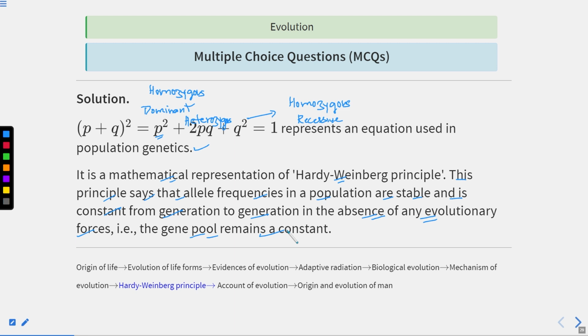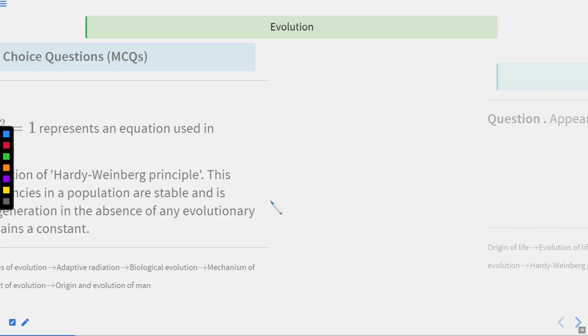So in the absence of evolutionary forces such as gene migration, gene flow, genetic drift, and other factors like mutation, natural selection, and even sexual reproduction, if there is no sexual reproduction, then also the allele frequency can change. So in the absence of the evolutionary forces that I have mentioned, the allele frequencies in a population remain the same, they remain stable from one generation to another generation. This is known as Hardy-Weinberg principle.